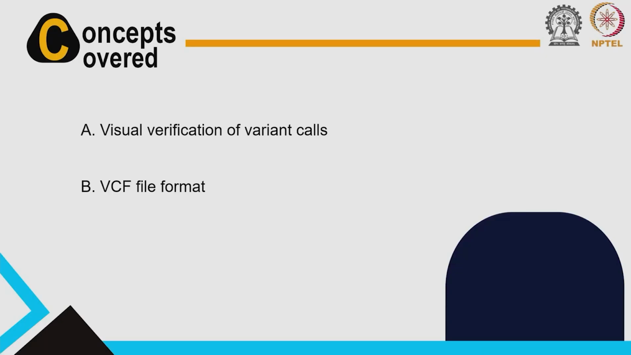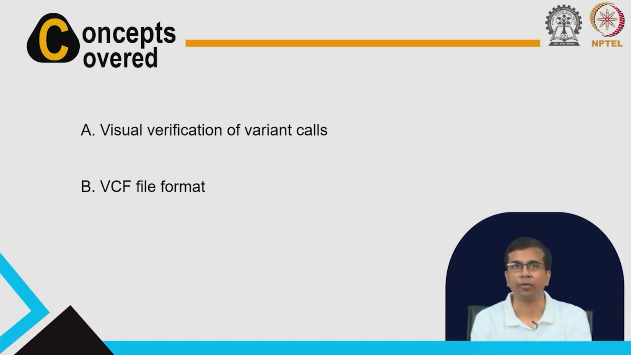In this class I will summarize what we did in the last class in the hands on, and then we will talk about visual verification of the variant calls. We can verify whether the variant calls are correct visually by looking at the alignment. There are tools for that, and then we will talk about the VCF file format. If you remember, in the last class we got the output in this VCF file format. We will discuss what this format is, what the fields are, and what kind of information you can find in that file.